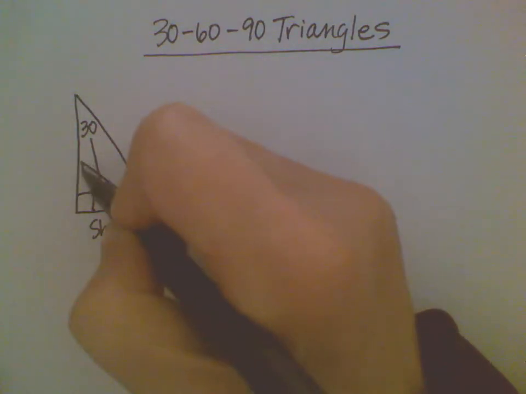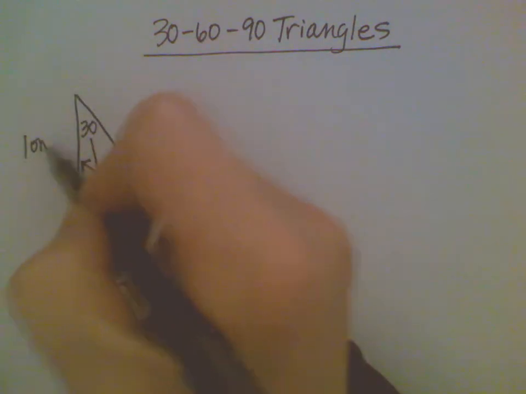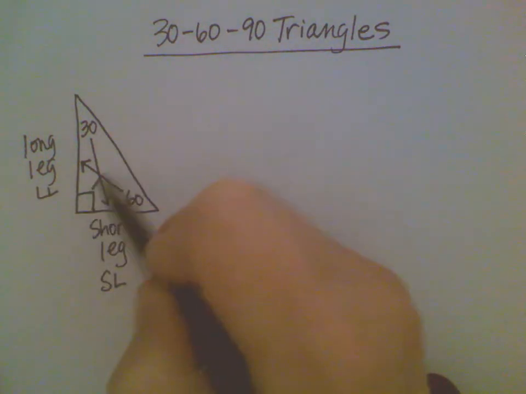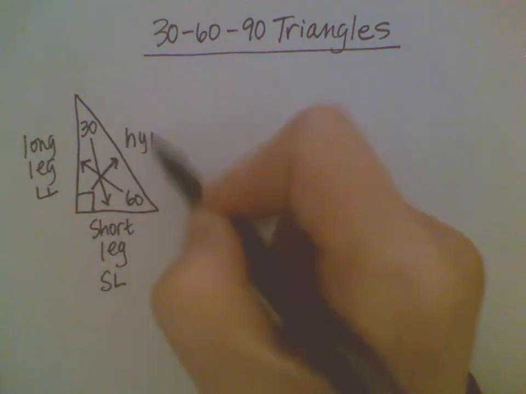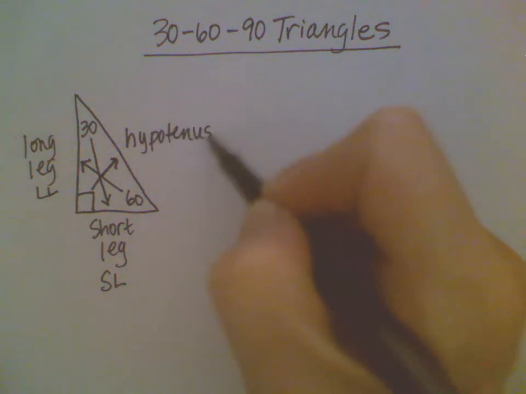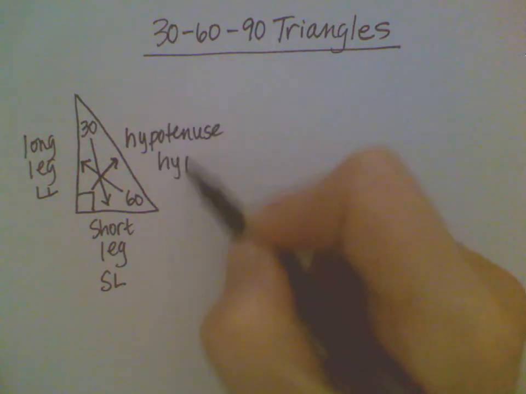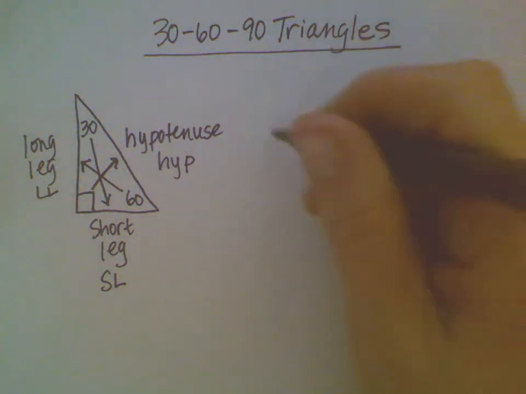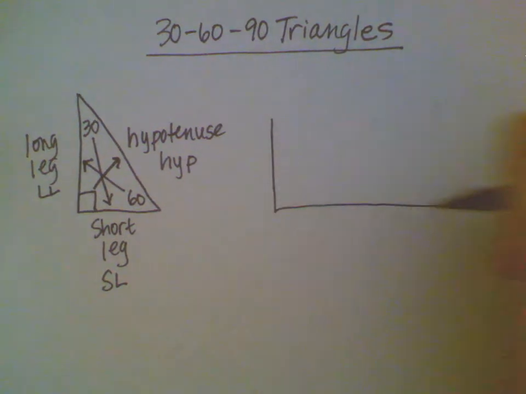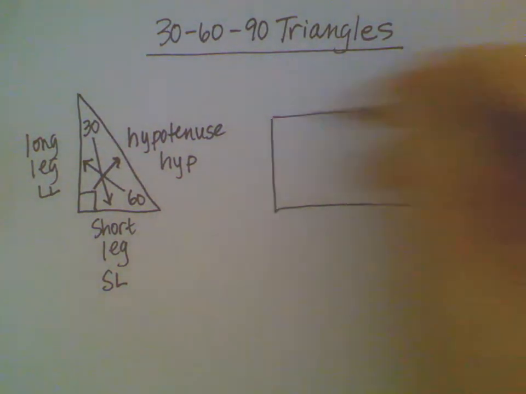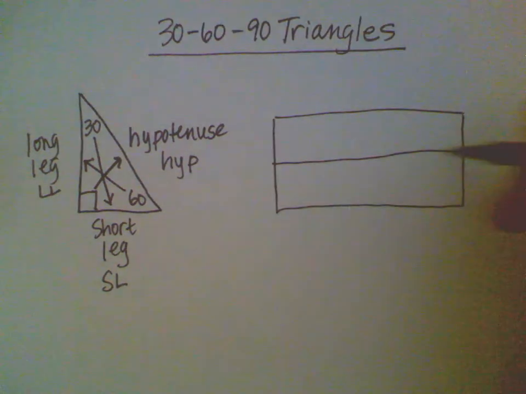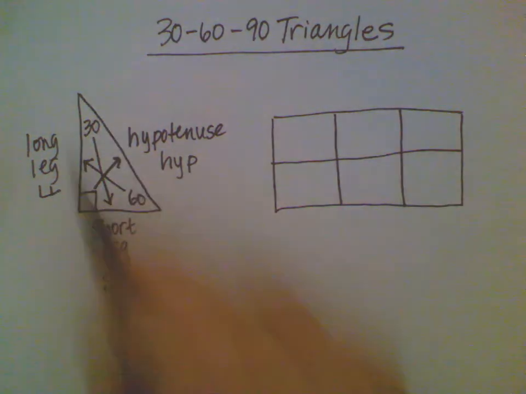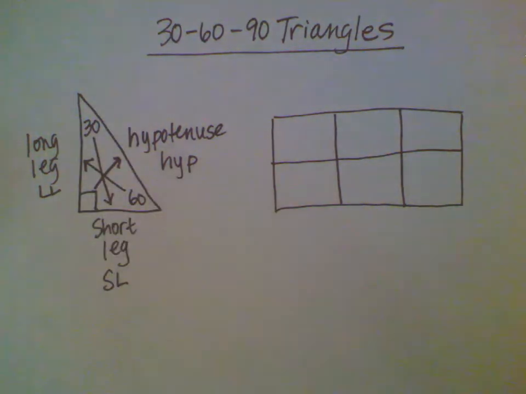And across from the 60-degree angle, that'll be a longer leg. We'll call that the long leg, LL. But still across from the right angle will be the hypotenuse. That doesn't change. So the hypotenuse will always be the longest side. Okay, so we're going to make a table or a little chart that we can use to help us move from length to length. All I need to know is one side length and I can find the other two, as long as I know I'm working with a 30, 60, 90 triangle.